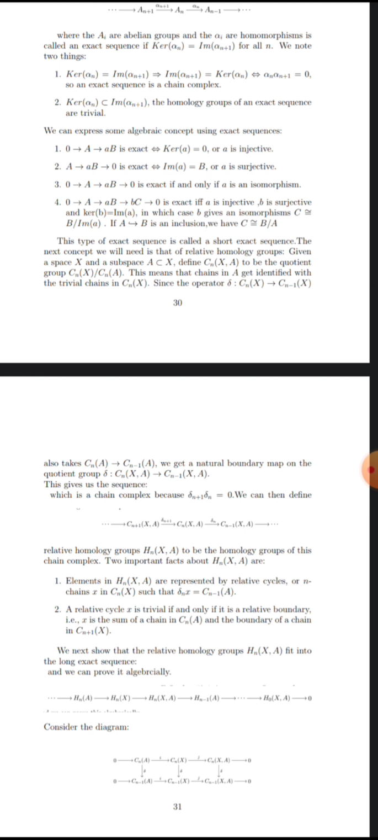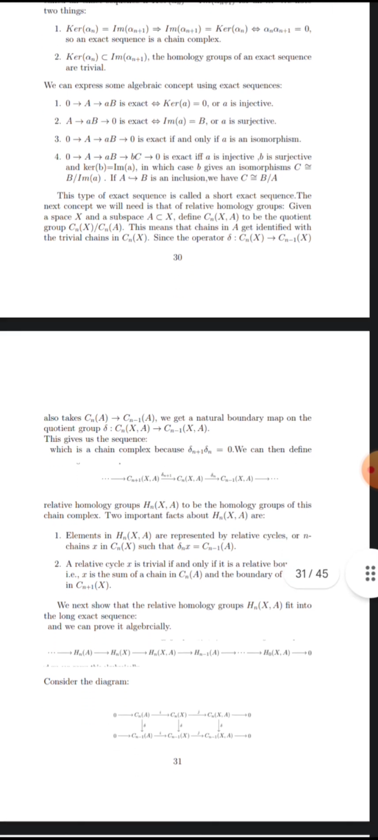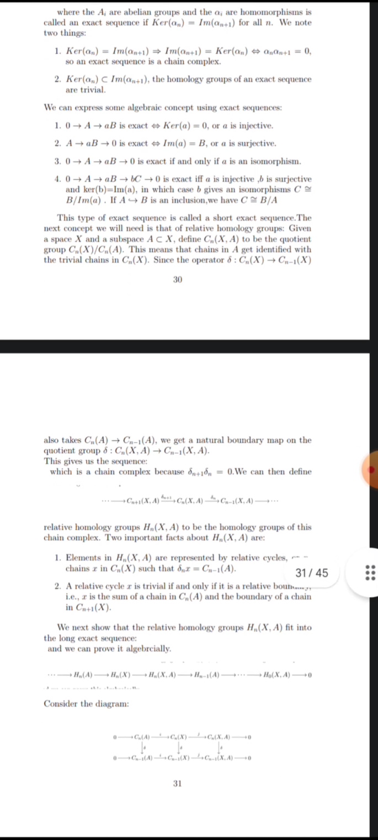0 to A to B is exact if and only if kernel a is equal to 0, or a is injective. A to B to 0 is exact if and only if image of a is equal to B, or a is surjective. 0 to A to B to 0 is exact if and only if a is an isomorphism. 0 to A to B, B to C, C to 0 is exact.